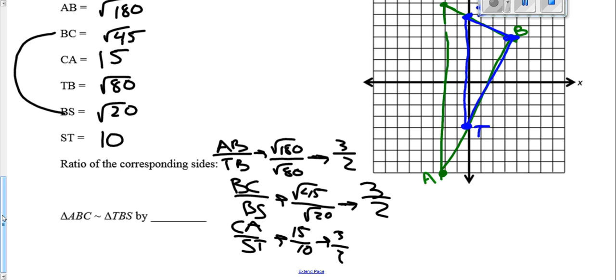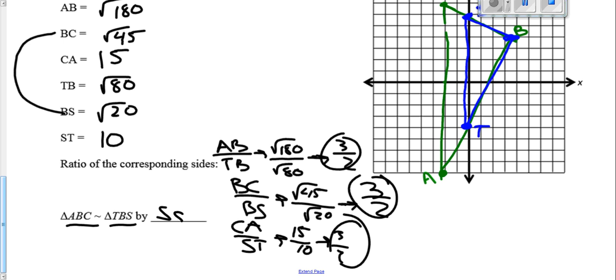Okay, if you need help with reducing, type it in, do the division, get a decimal, and then math enter it to get the fraction, okay? So they are similar because all three of these are the same. If even one of them was off, they would not be similar. Okay, so ABC is similar to TBS by side, side, side.